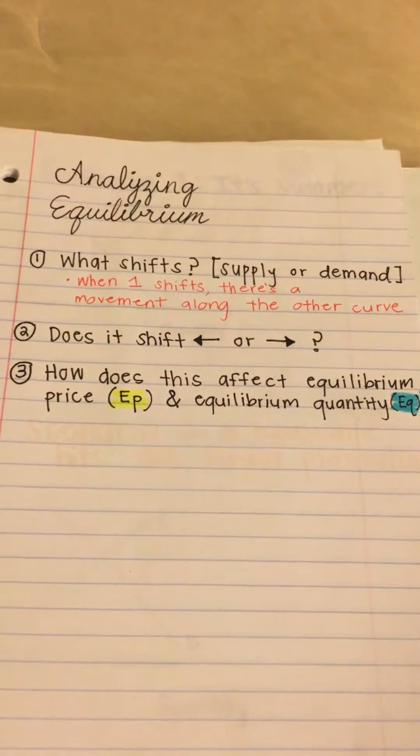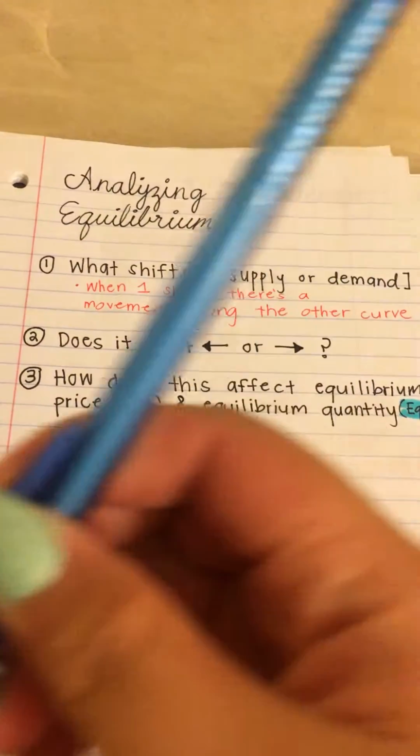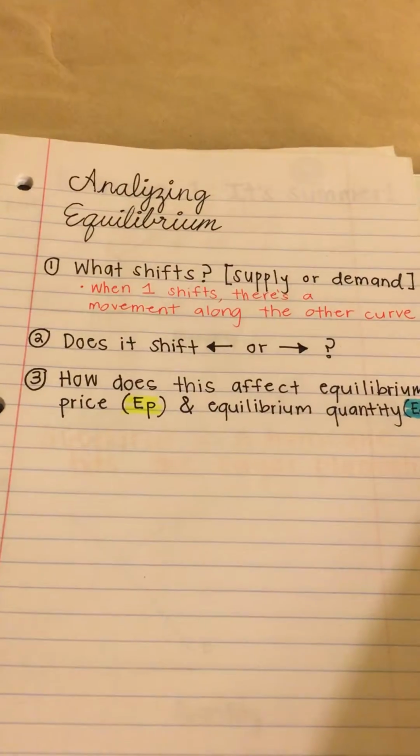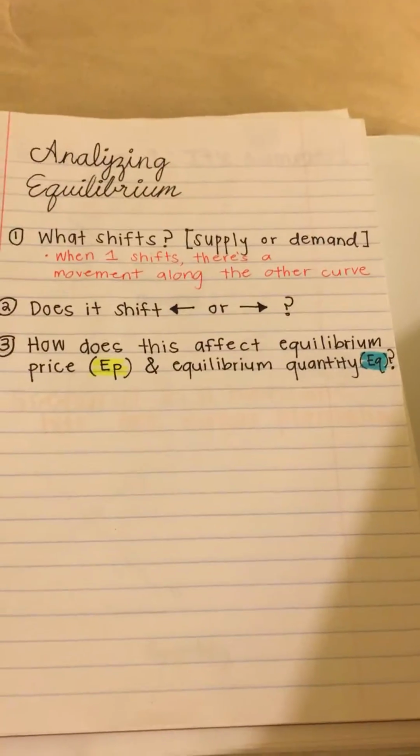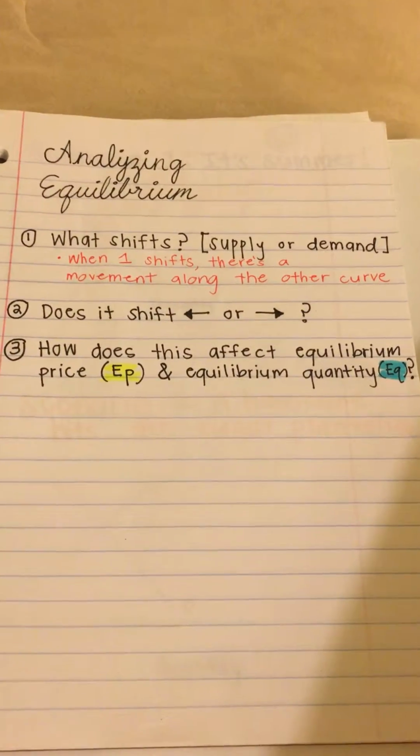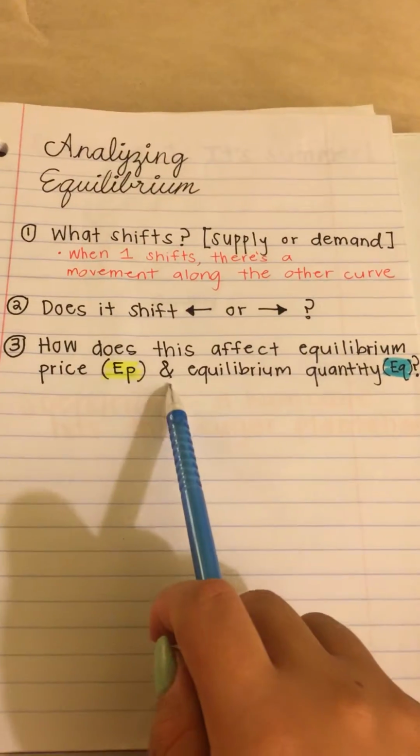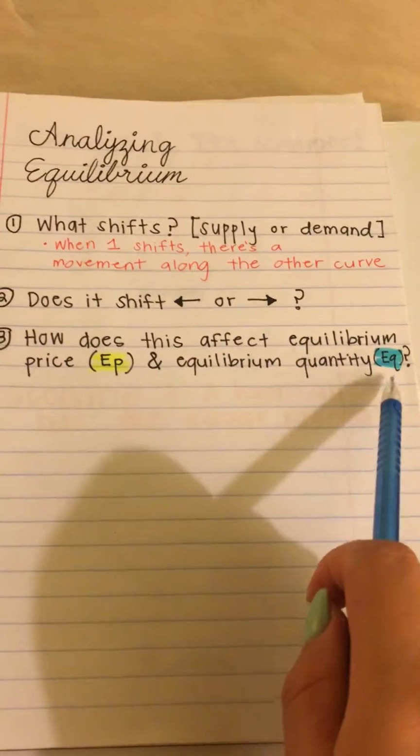Step 2, does it shift to the left or to the right? And then step 3, how does this affect equilibrium price, which I like to simplify to EP, and equilibrium quantity, EQ.